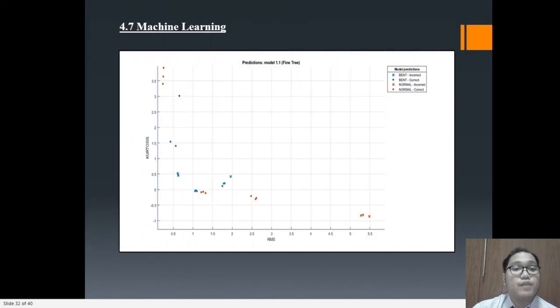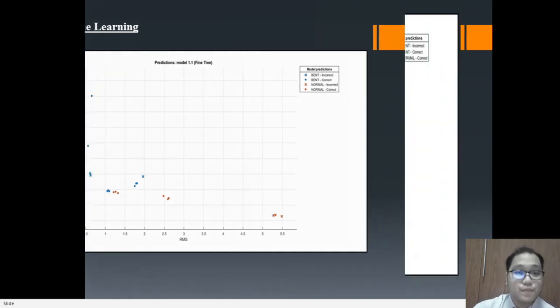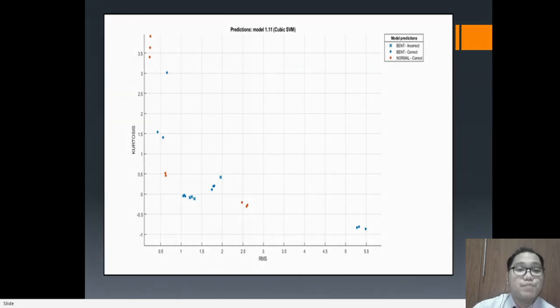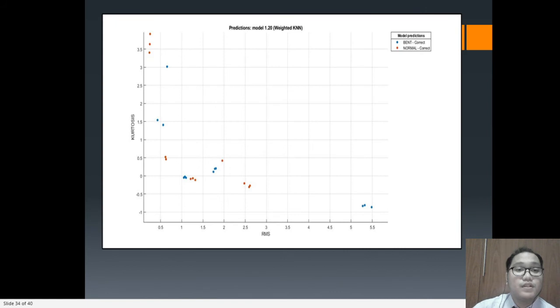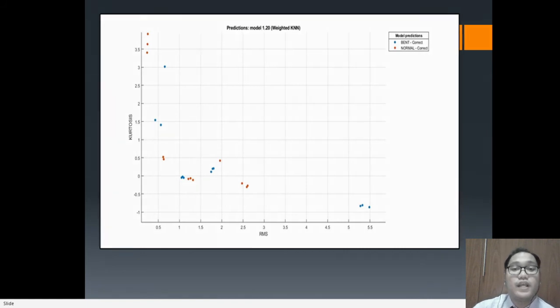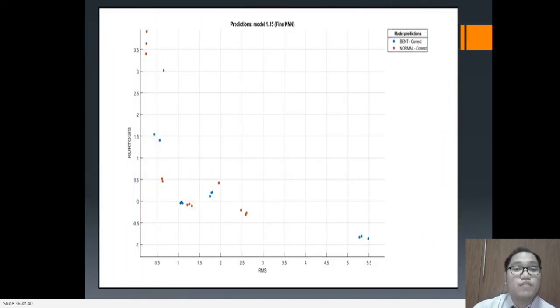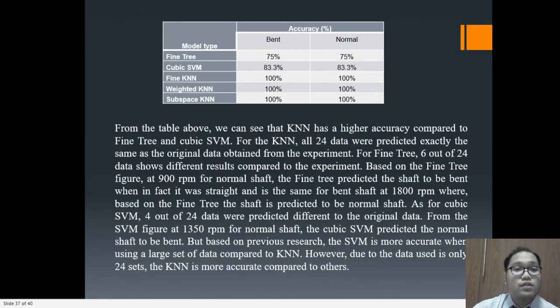Next is the machine learning. This one is the prediction model for the fine tree, which uses RMS against kurtosis. This one is the prediction model for cubic SVM, and this one is the prediction model for weighted KNN, subspace KNN, and fine KNN. So from the table above, we can see that KNN has a higher accuracy compared to the fine tree and cubic SVM.